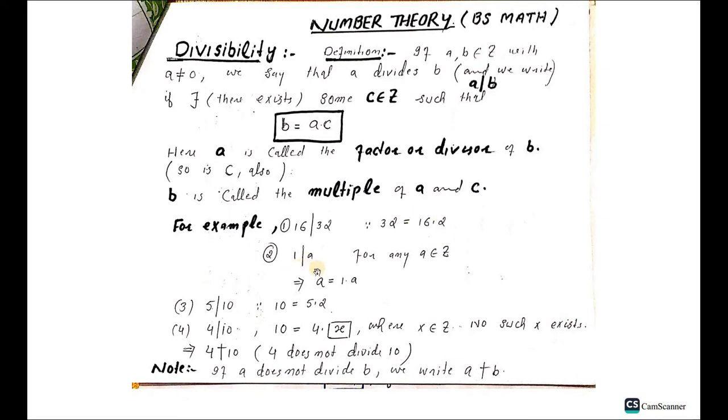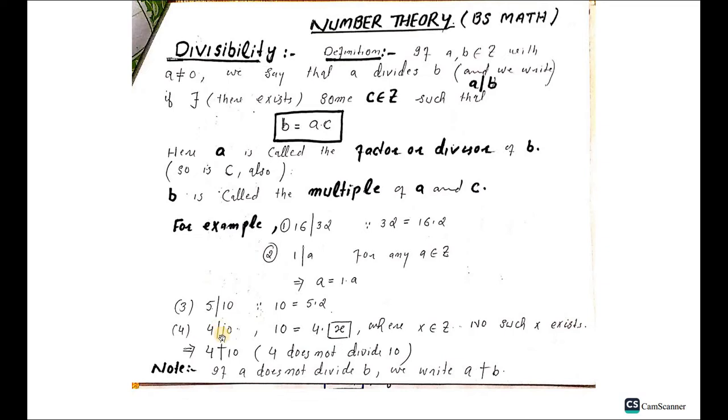This one divides a for any a belonging to Z. That is, we have a is equal to 1 into a. This is a true equation, and from this equation we can say that 1 divides a. Similarly, 5 divides 10 because we can write 10 is equal to 5 into 2. This 10 is our b, this 5 is our a, this 2 is our c. From this equation we can say that 5 divides 10.